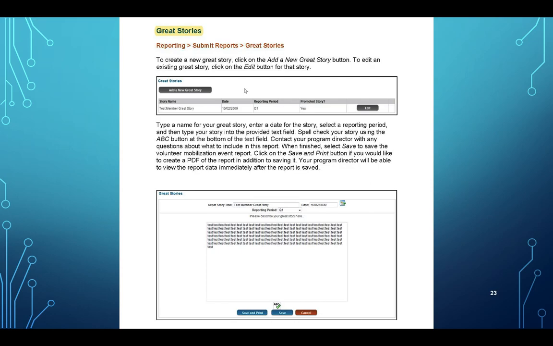When finished, select Save. In terms of what to write in a great story, select something that has happened during your service in the month that had great impact or meaning to you, and write a short summary about it. Include numbers of individuals helped and other specific data if it is pertinent and you have access to that information.